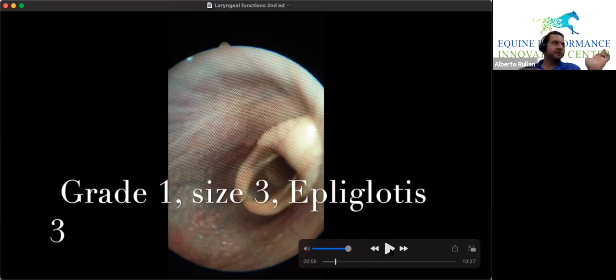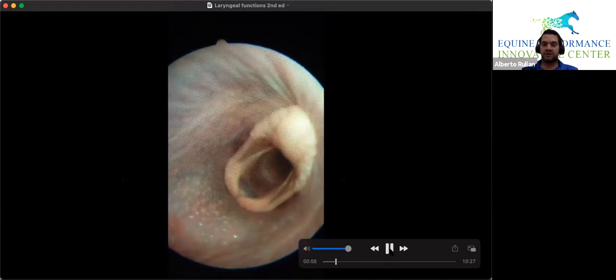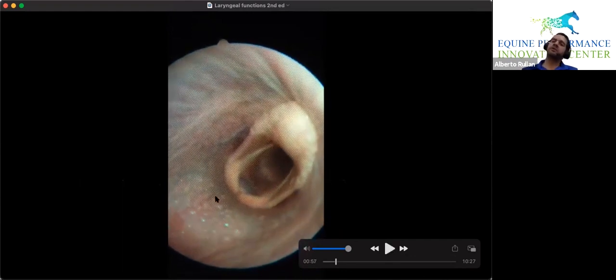If we talk about grade 1, it's nicely synchronous, good. Grade 2A is asynchronous, good. Grade 2B, and we'll see a grade 2B over here. Then we talk about the size of the larynx. When you scope a whole lot of them, you're going to see that some of them are smaller and some of them are bigger. And then the epiglottis as well.